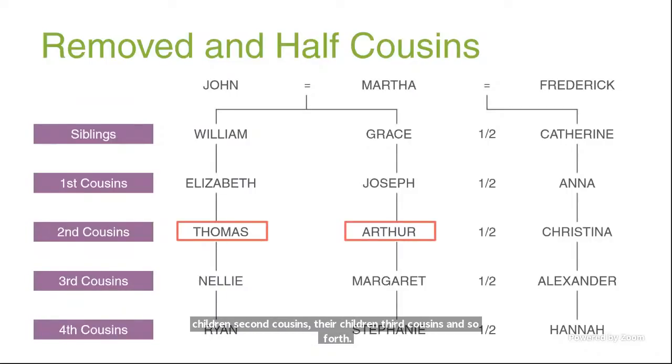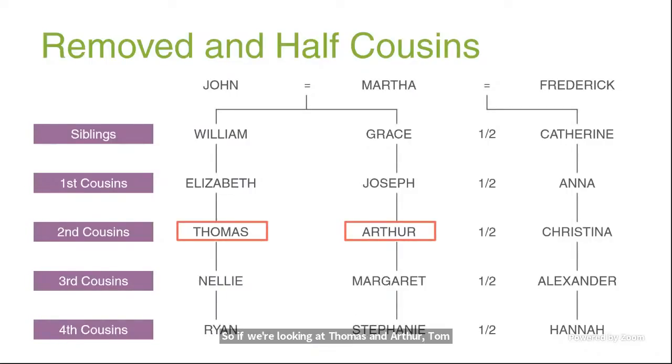So if we're looking at Thomas and Arthur over on the left, it tells us they're second cousins. John and Martha are their first great grandparents. So for second cousins you subtract one, and it's the first great grandparents. They're on the same generational level, meaning they count back 3 times to get to the common ancestor. So Thomas and Arthur are considered just second cousins, and they are considered full cousins. And full cousins, one of the key things, have 2 ancestors in common, because they have John in common and they have Martha in common.